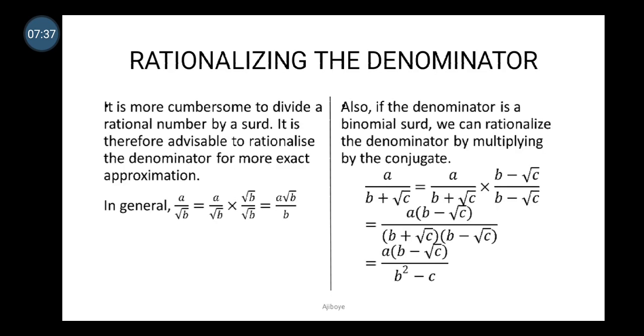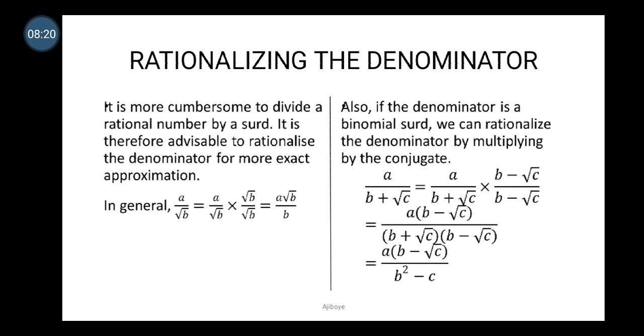Rationalizing the denominator. It is more cumbersome to divide a rational number by a surd. It is therefore advisable to rationalize the denominator for more exact approximation. What that simply means is that we don't usually allow a surd at the denominator. So whenever you are solving a question in mathematics, and you have a surd as denominator, you will therefore need to rationalize the denominator. Do not leave your answer that way unless you have rationalized the denominator, because it is more cumbersome to divide a rational number by a surd.